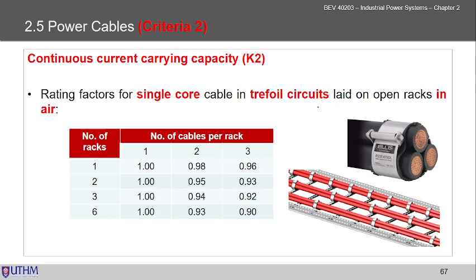So when you use the trefoil circuit, we don't need to consider either arrangement 1 or 2. It's only like this, trefoil. So the number of cables per rack is 1, 2, or 3, and the number of racks is 1, 2, 3, and 6, right? So the same thing. If we have 3 racks and 2 cables per rack, that means 3, 2, and our K2 is 0.94.